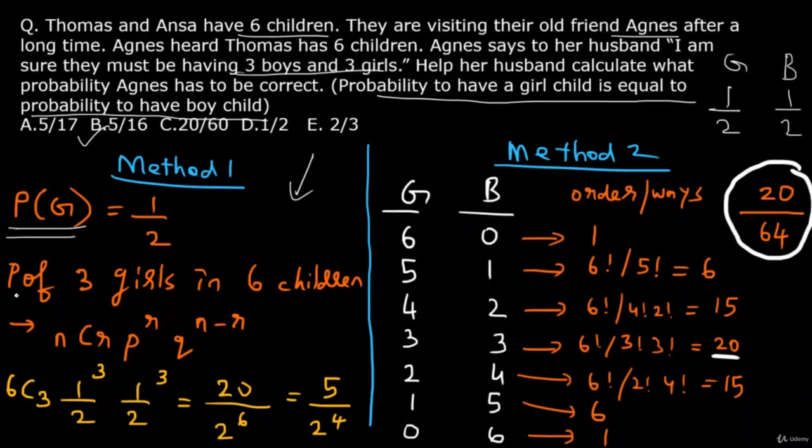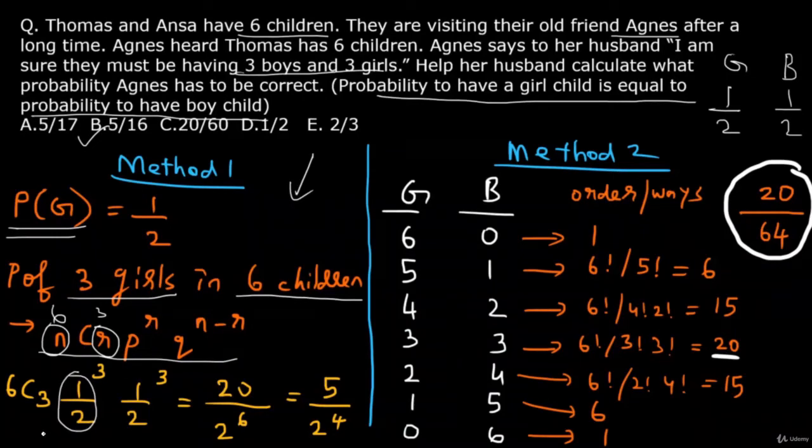Now, the probability to get 3 girls in 6 children, you can use the formula NCR P to the power R Q to the power N minus R. We've already discussed this. So if you want to have 3 girls in 6 children, N is equal to 6 and R is equal to 3. So this is 6C3 into 1 by 2 to the power 3 into 1 by 2 to the power 3. Over here, this 1 by 2 is the probability to have a girl, and this 1 by 2 is the probability to not have a girl, that is to have a boy. Now in this case, because both of them are equal, it's 1 by 2 to the power 3 and 1 by 2 to the power 3.